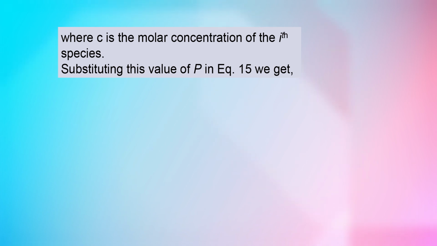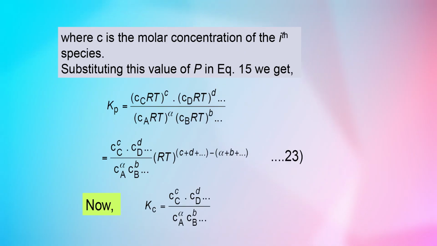Now, if you substitute the value of P in equation 15, you remember this equation 15 which we did before, here this equation 15. Now, here if you substitute the value of P, then what do you get? You get in terms of C, and this is the equation which you get, 23, at the end, where P is replaced by CRT and the whole thing is raised to the power of the stoichiometric coefficients.